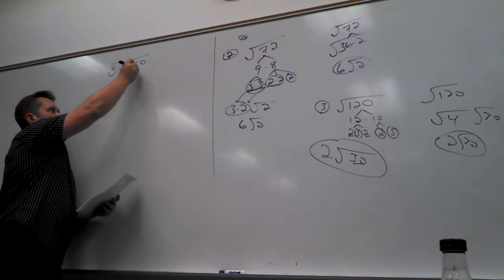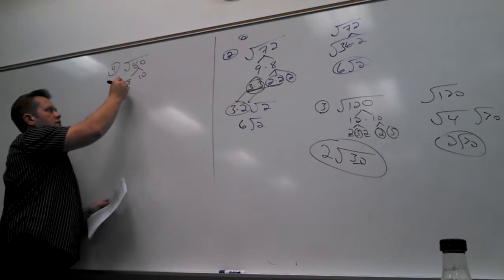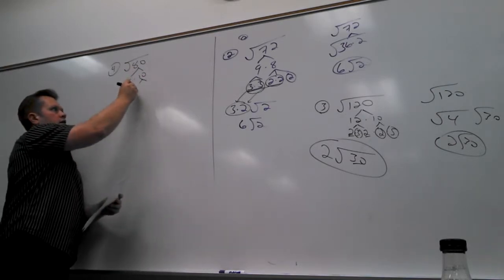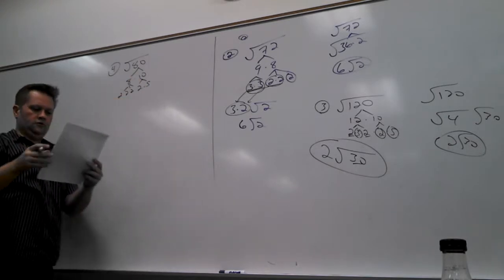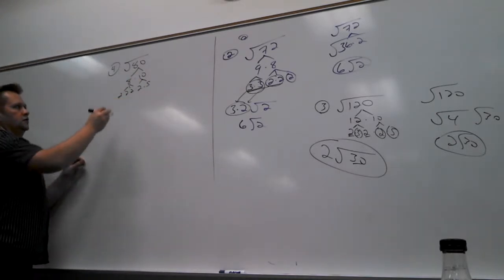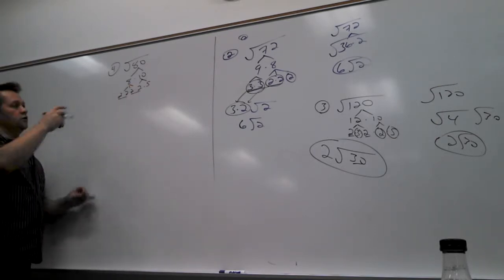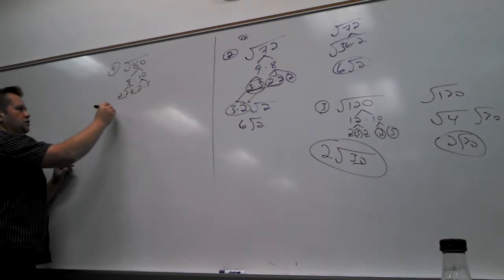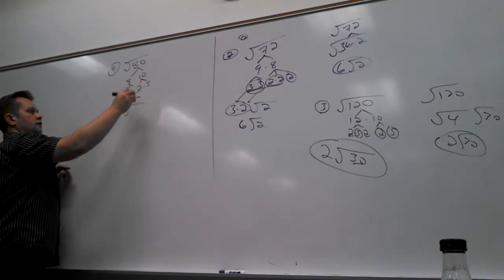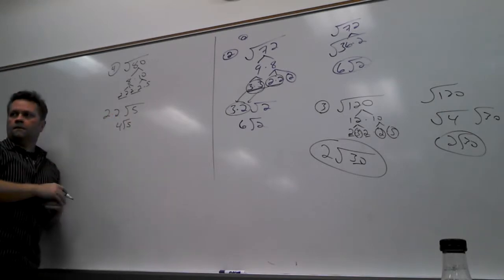So if you did method number 2 on this, 8 times 10, so 2 times 2 times 2 times 2 times 5, right? So what is there 2 of? 2. So 2 squared? Good, so I can pull out a 2 and another 2, and what gets left inside? 5. 4 square root of 5.